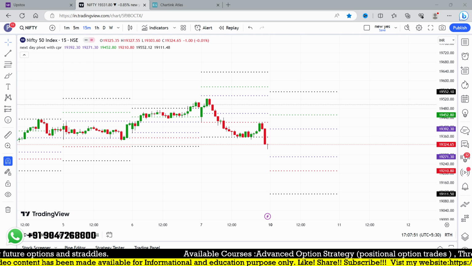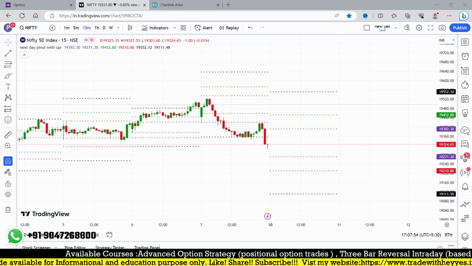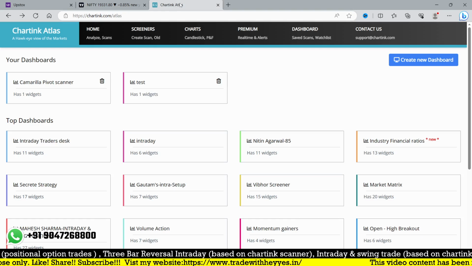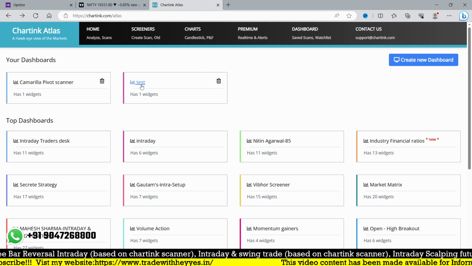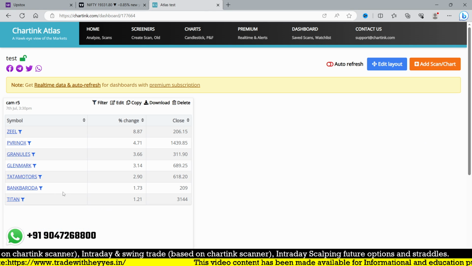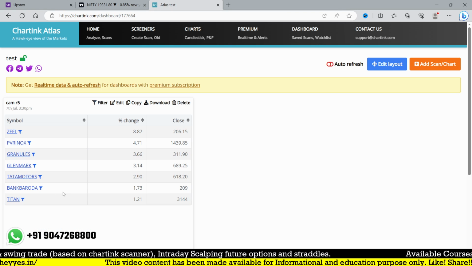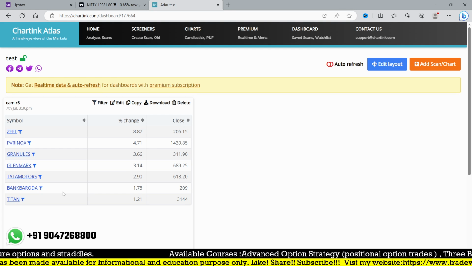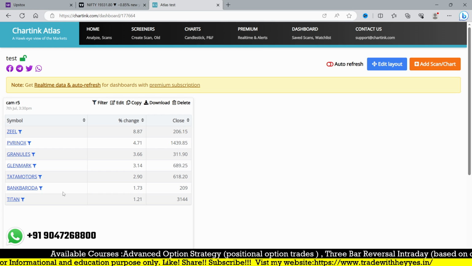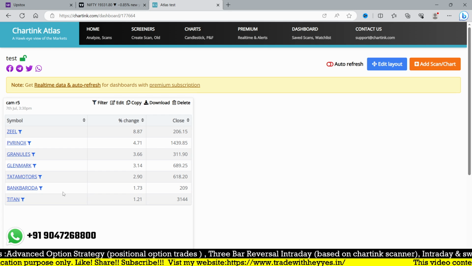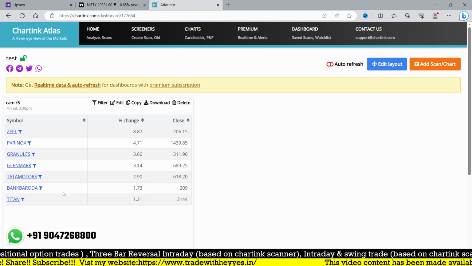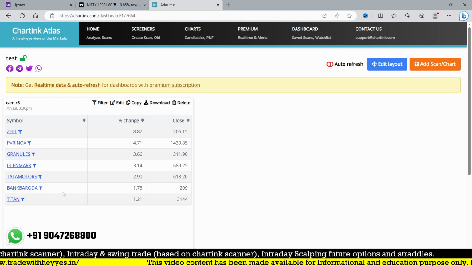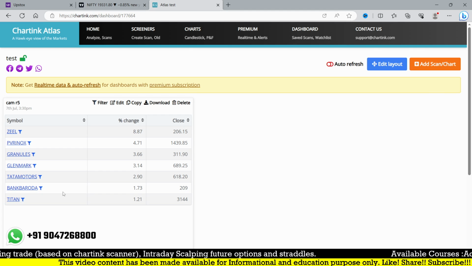Even yesterday we made the Camarilla R5 breakout scanner. We made a charting dashboard showing how many stocks gave that breakout, and at the end of the day we checked Zeel, PVR and Granules. These are all the stocks which closed above R5 that we created yesterday. In the same way, in this video we will discuss how to create an S5 breakout, make a dashboard along with it, and find the easiest way to spot such big moving opportunities.